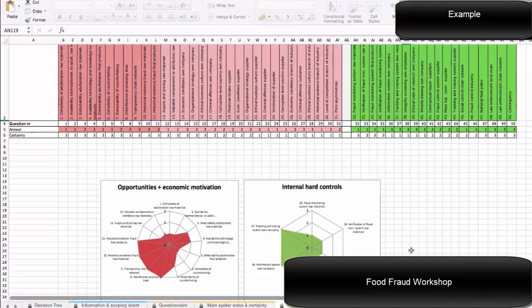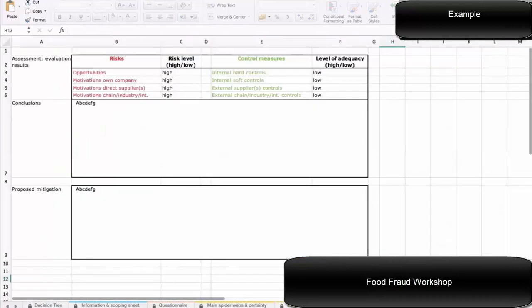Thanks, John. So after all this, and having done the interpretations, you then get to the output sheets. And really, this is a relatively simple component. In here, manually, you can put in whether you believe that the risk, based on the assessment you've done so far, for opportunities is low or high, whether the motivations in your company is low or high, motivations of direct supply is low or high, and motivations across the industry are low or high. Again, you put this in manually.